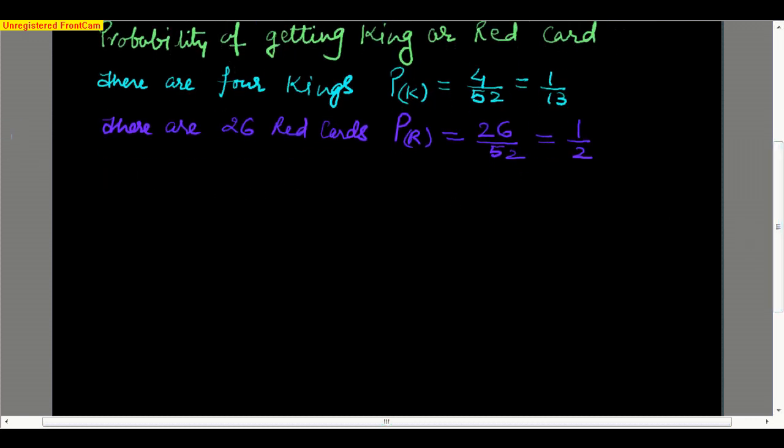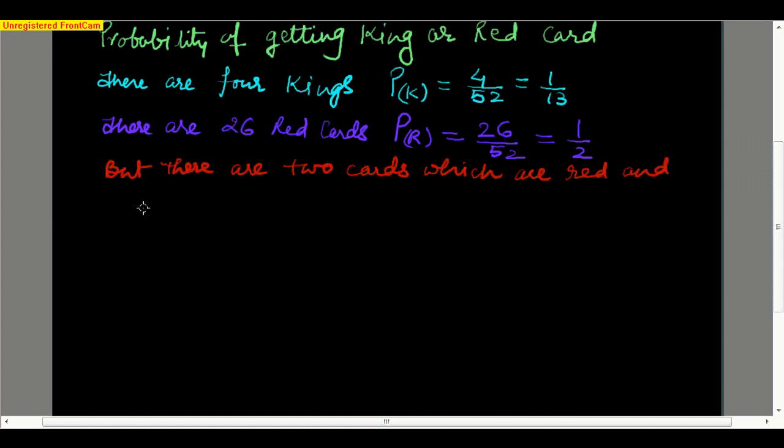But there are 2 cards which are red and king both. So the probability for these two cards would be the probability of king intersection red card. We have two cards like this, 2 by 52, which is equal to 1 by 26.